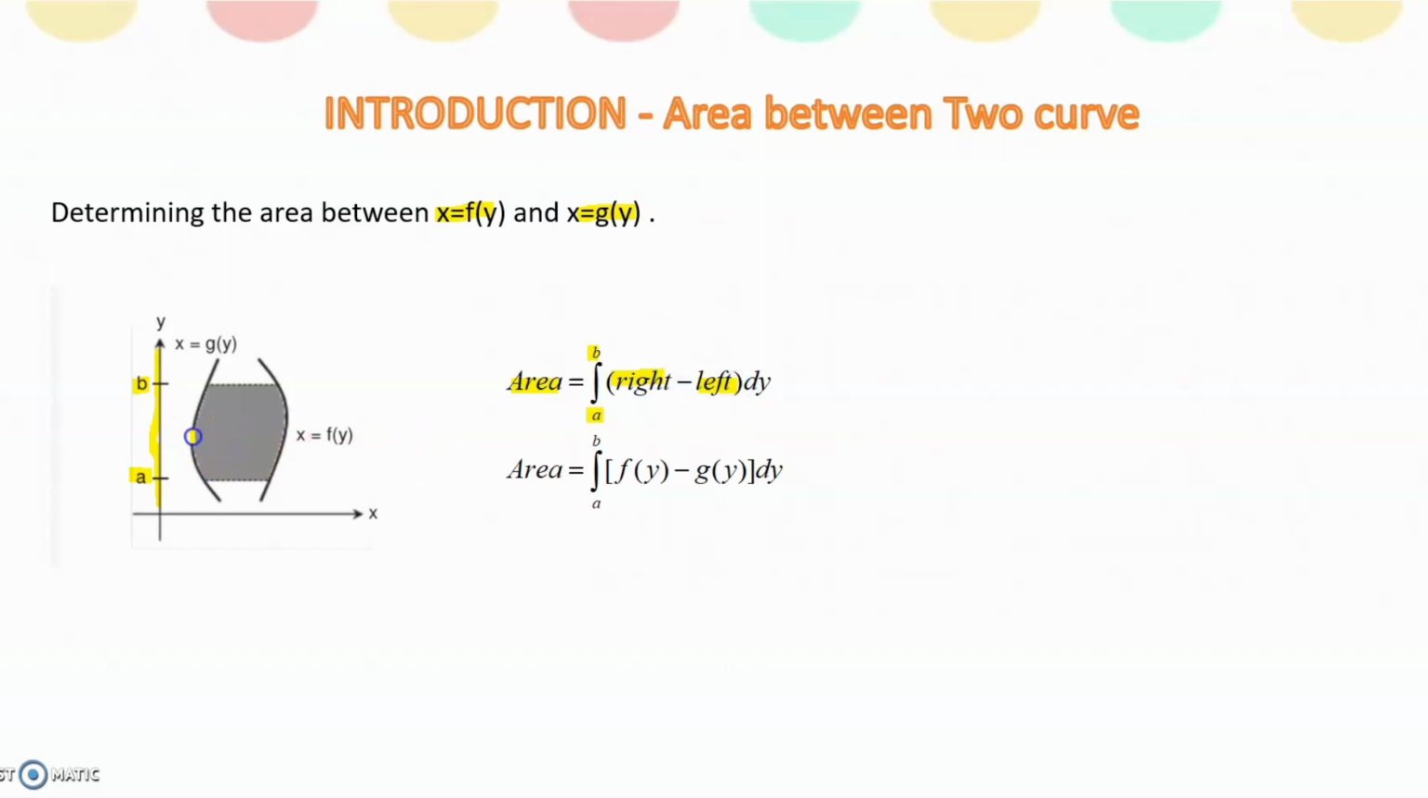If you put a rectangle here, you can see x equal f(y) is at the right side and x equal g(y) is at the left side. So it will be f(y) minus g(y). So if we use dy, it means the upper limit and the lower limit must be taken at the y-axis and the equation must be in y.